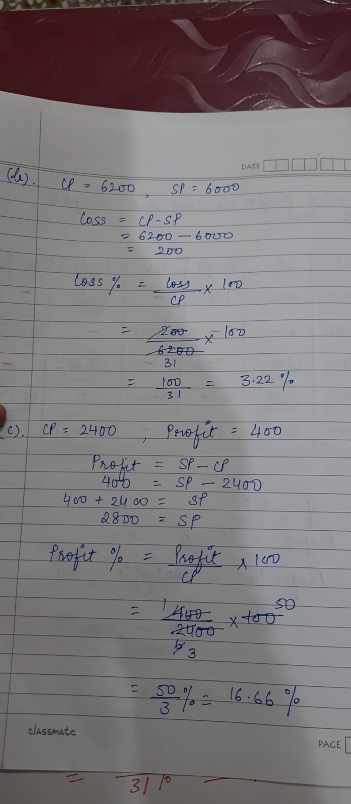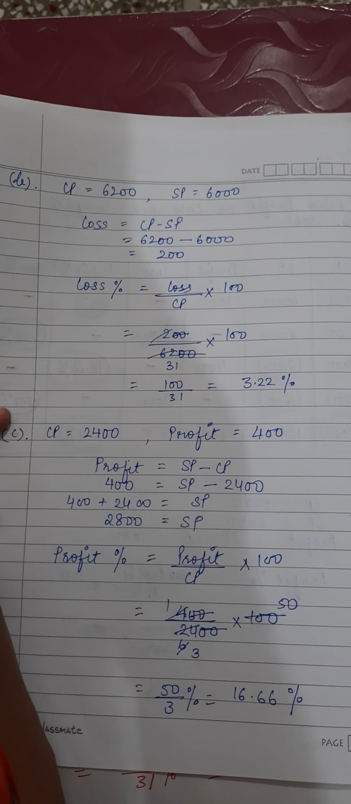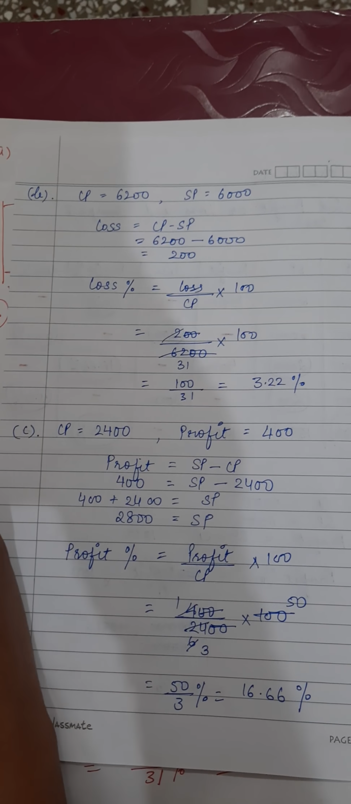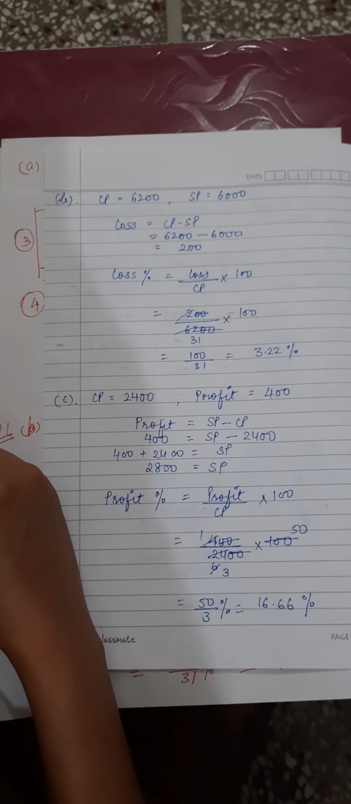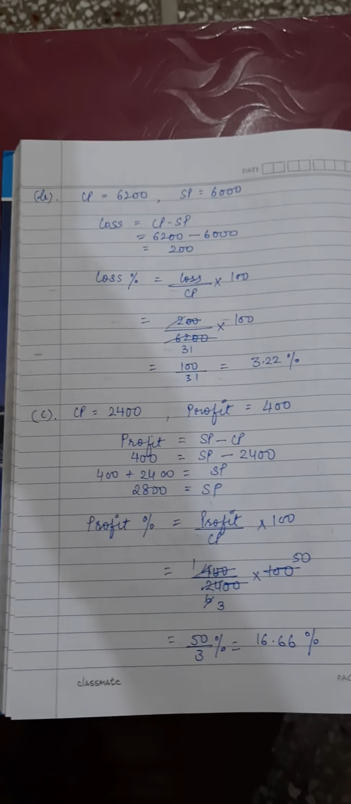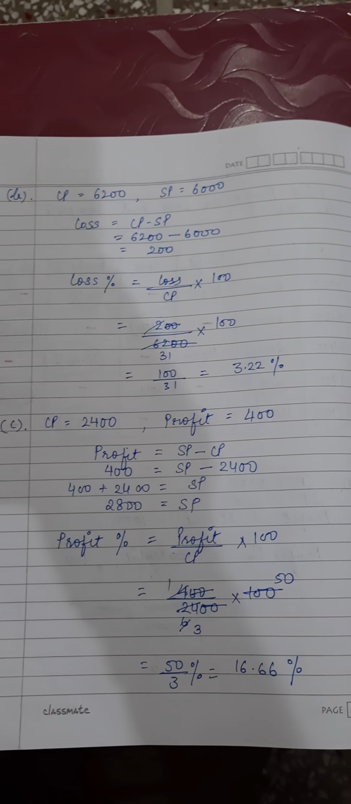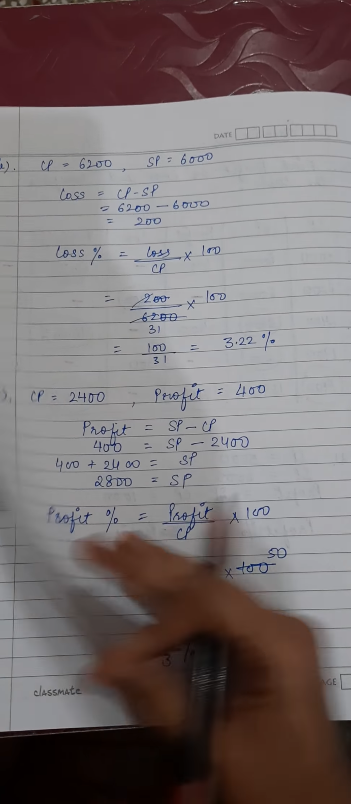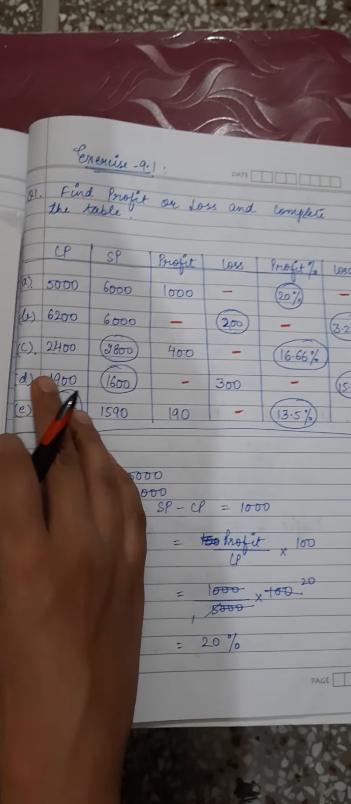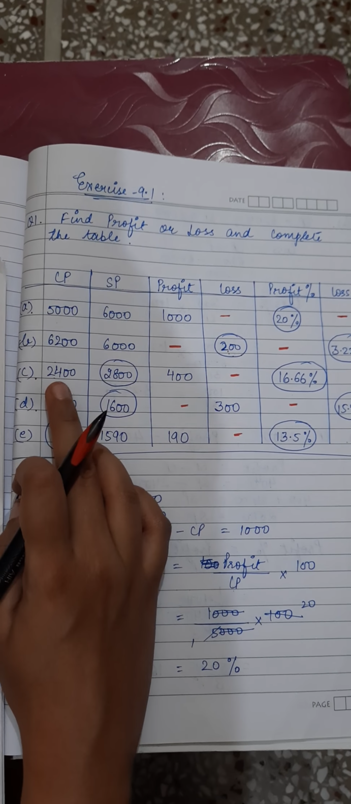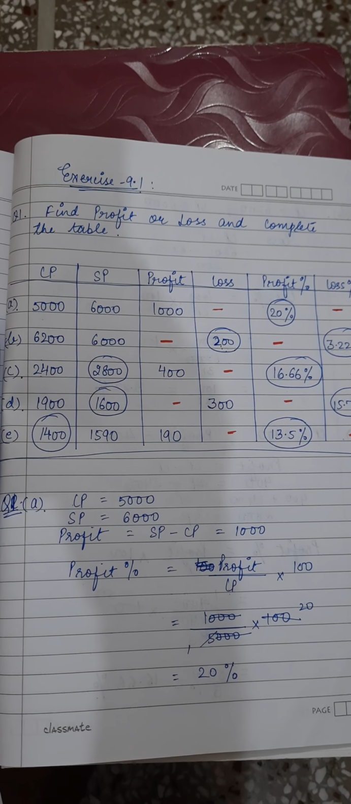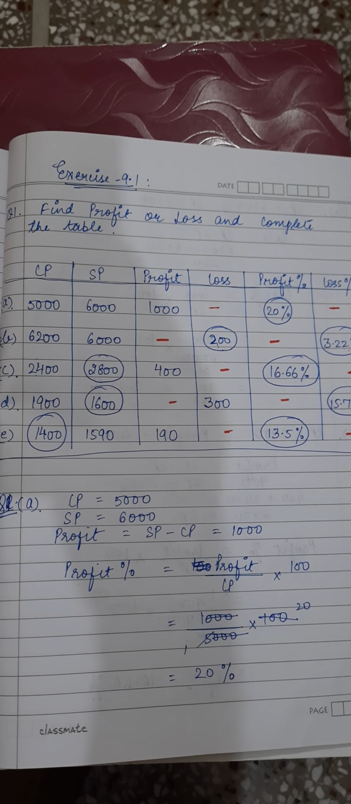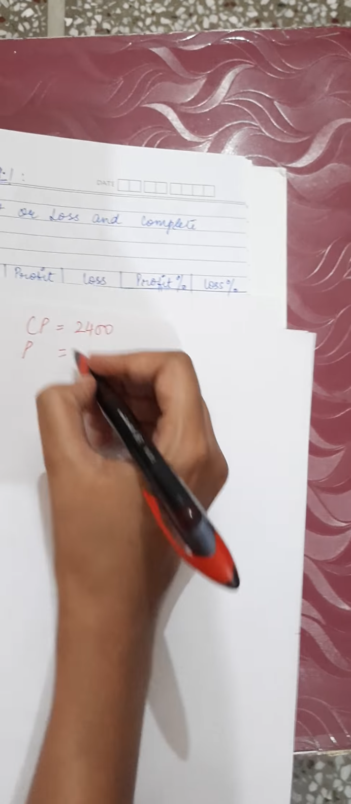You have to, from the table, check out which value is given to you. From that value you are going to find the profit or the loss, and then you are going to find the profit percent or the loss percent. Okay, now let us do the C part. Now in the C part, if I'm going to see the table, in C part I have been given CP 2400, profit I have been given 400.